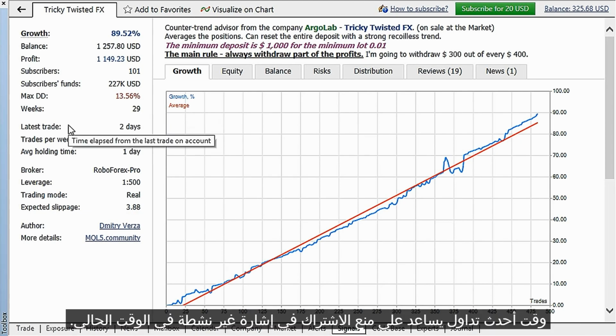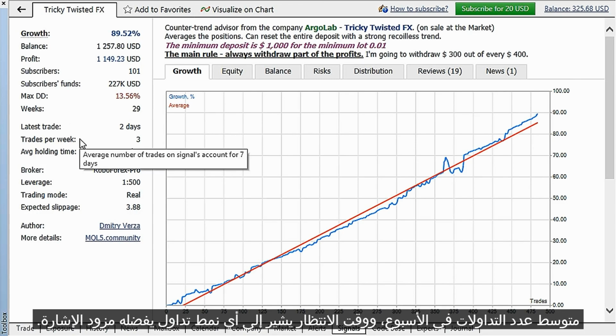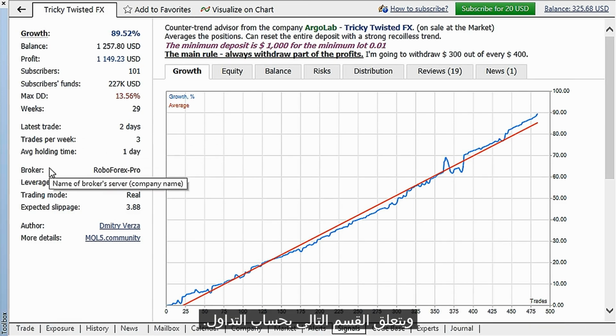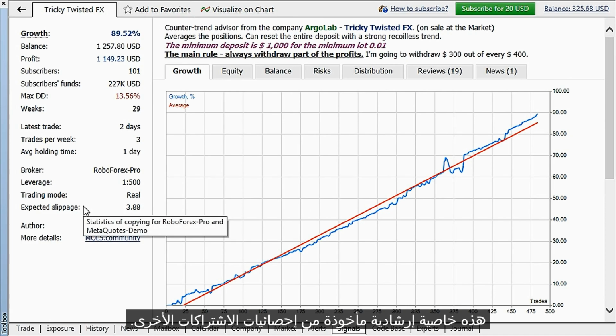The time of the latest trade helps to prevent subscribing to a currently inactive signal. The average number of trades per week and holding time indicate what trading style the signal provider prefers. The next section concerns the trading account. Here you can find the name of the broker the provider trades at, their leverage, trade mode, and expected slippage. This is an indicative characteristic taken from statistics of other subscriptions. It shows only the potential difference between prices of operations.